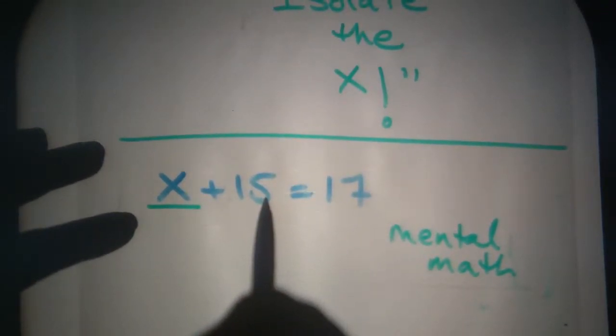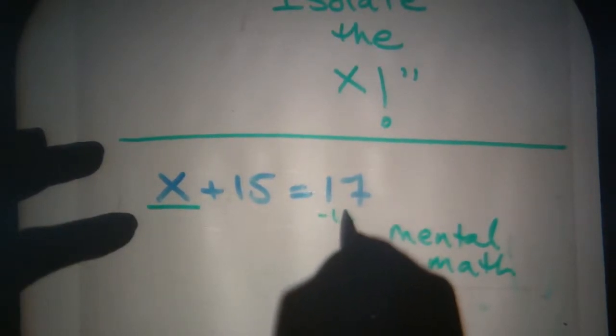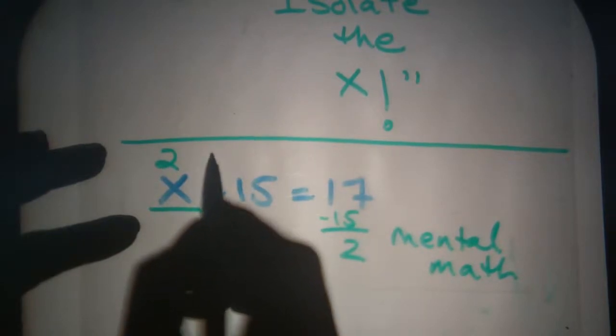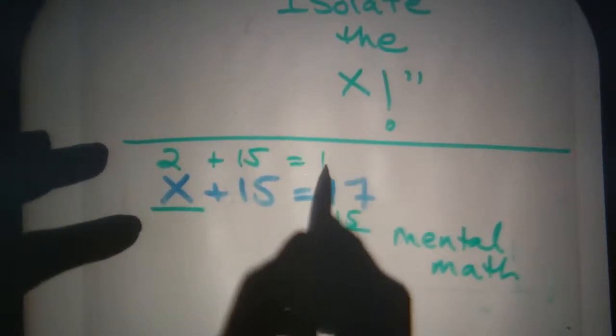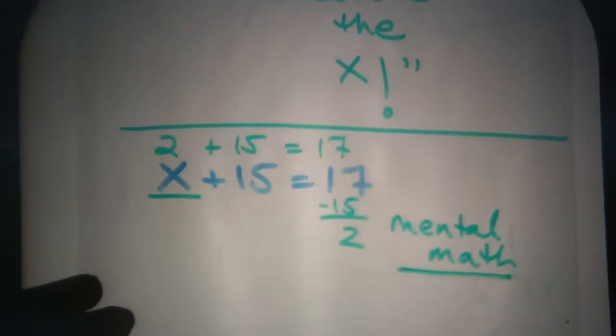Well, what's the difference from 15 and 17? I would just simply subtract my 15 here. I end up with 2. That tells me that 2 plus 15, that's right, it equals 17. That's easy enough to do our mental math on.